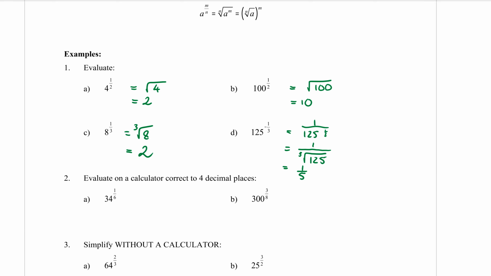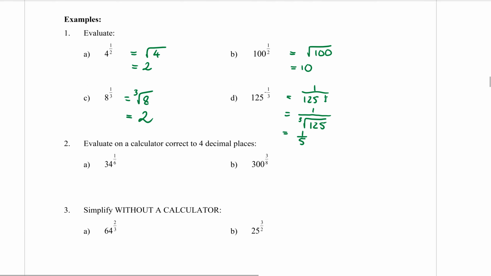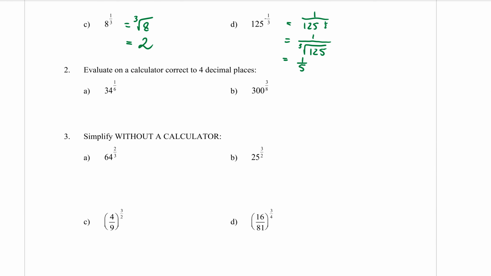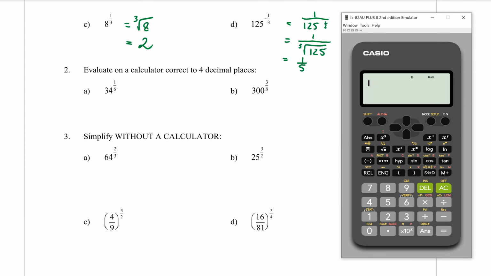This one, however, does say evaluate on a calculator correct to 4 decimal places. So you can type that in with the fractional power, or you could try it with a 6th root if you wanted to, because it would be the same thing. So the fractional power would be 34 to the power of, and then you type your fraction button in there, 1 over 6. Okay, so you get that number.